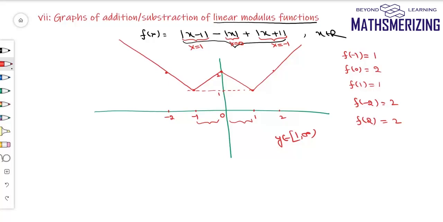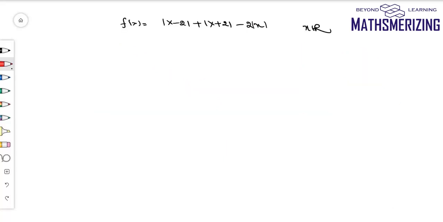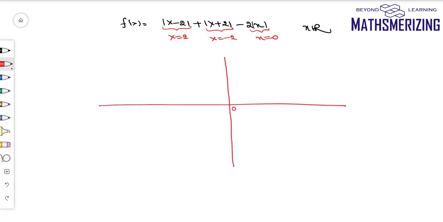So let us take up another example. Now here f(x) is given by |x - 2| + |x + 2| - 2|x| when x belongs to R. Now for this one, the definition of |x - 2| changes at 2. The definition of |x + 2| changes at -2. And the definition of |x| changes at 0. So I'll draw the axes and I'll mark these points: -2, 0, and +2. Now I'll also find the value at -2.